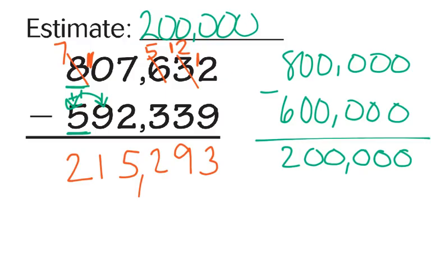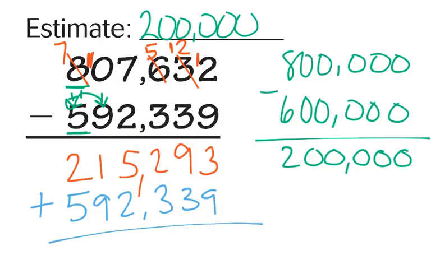So I could take my 215,293, and I could add 592,339, and I want to see if that gives me my bigger number of 807,632. Let's see. And 3 plus 9 is 12.